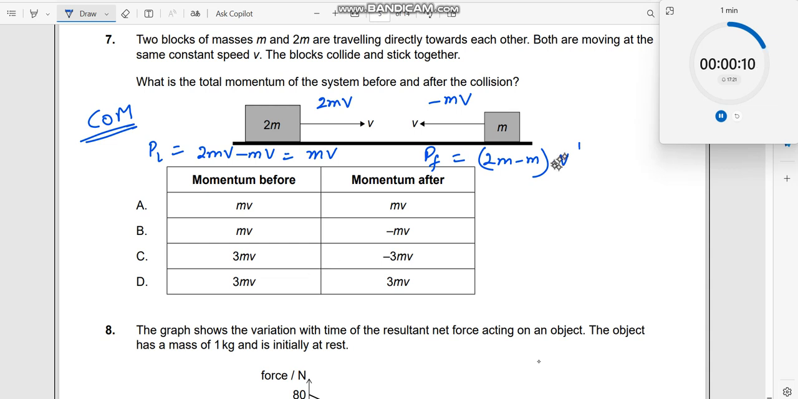Okay, so now we need to find out what this value is. But before that, let us read the question. It says momentum before is m into v. So definitely these two options are incorrect. I do not know which one is correct amongst these, so let us look at this also.